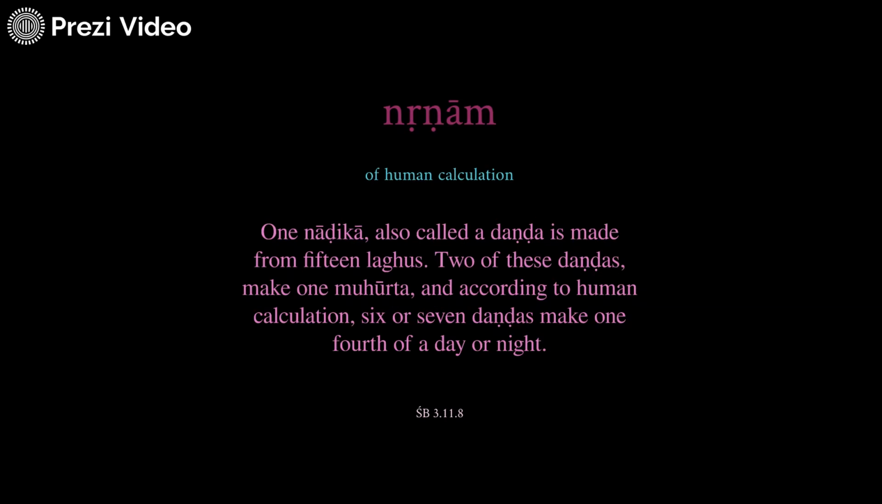Of human calculation. 1 Nadika, also known as a Danda, is made from 15 Laghus. 2 of these dandas make 1 muhurta, and according to human calculation, 6 or 7 dandas make 1/4 of a day or night.